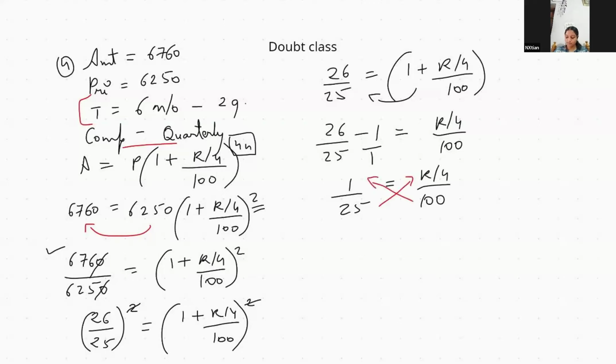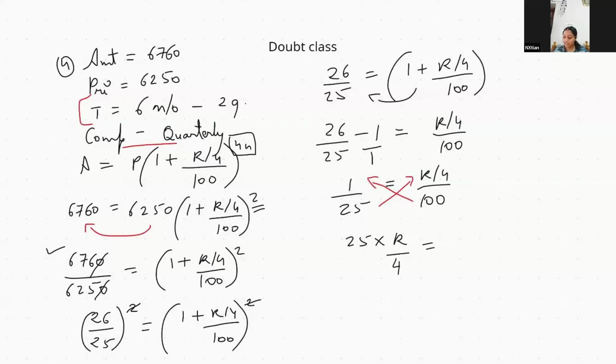Ma'am, I had a different way, ma'am. You used a different way. Ma'am, I did 25 r by 4 equal to 100, which is 400 by 4. So that means 25 r equal to 400, r equal to 16. Very good.